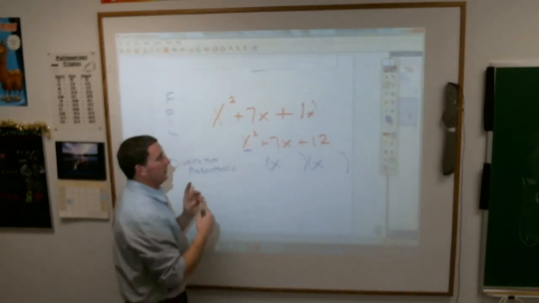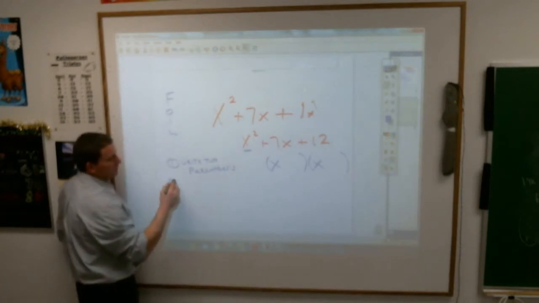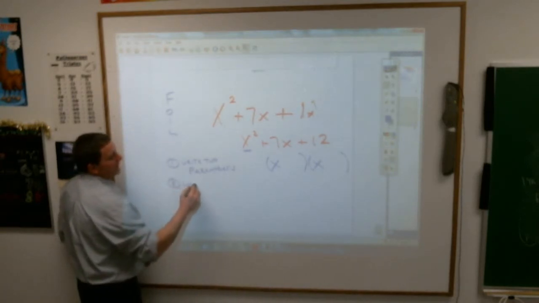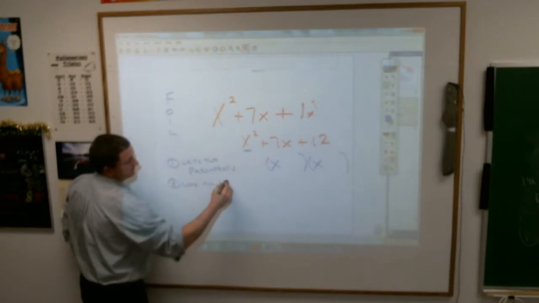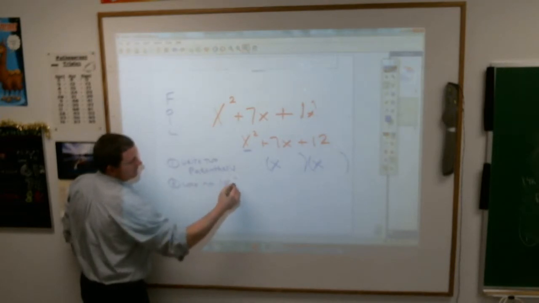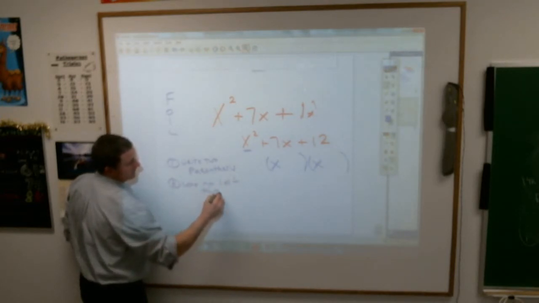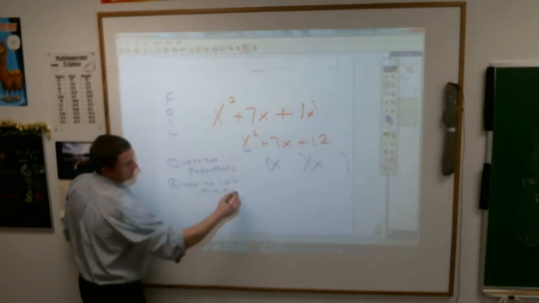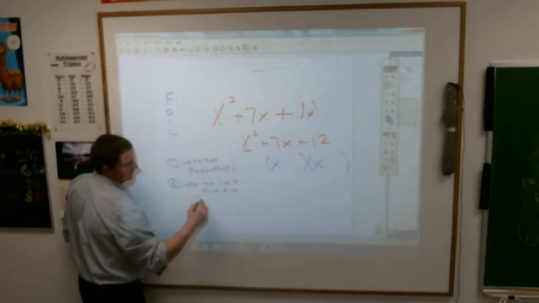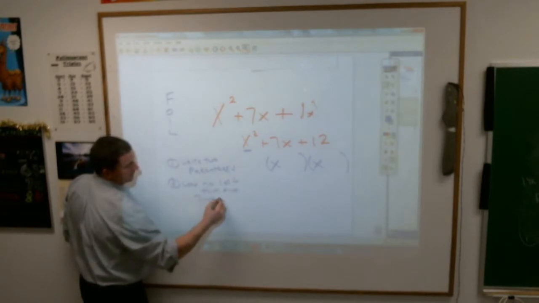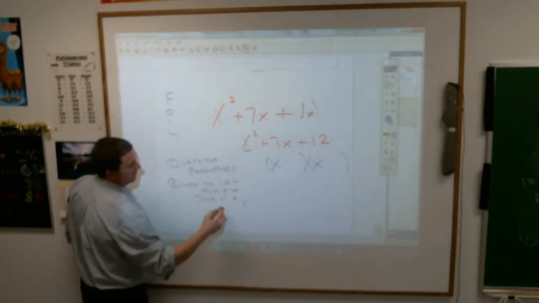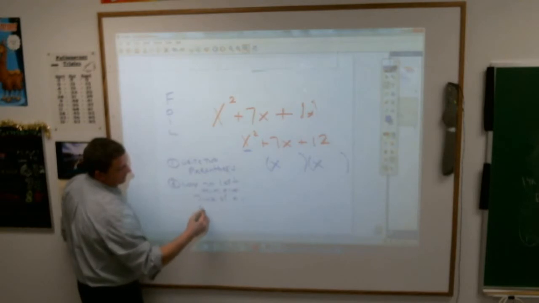And here's where you have to think of all the different combinations. Step number 2, look at the last term. Look at the last term, and think of all possible combinations.